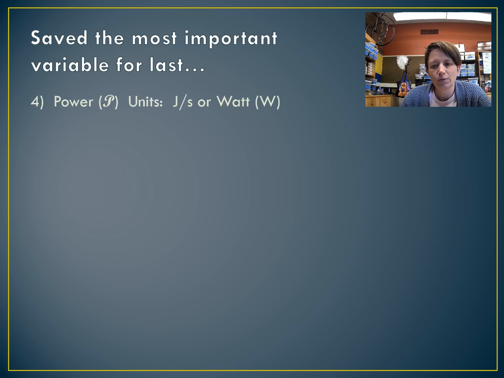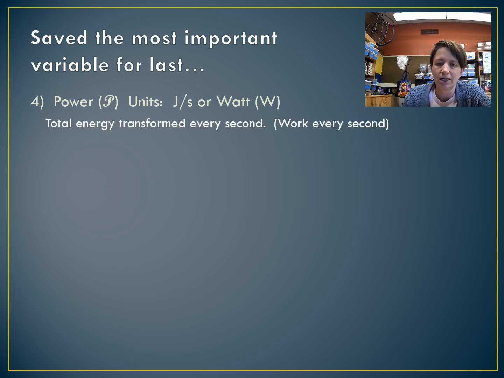So I saved the most important variable for last. The last variable is power, which is written usually with a kind of cursive P or a little bit of an italics P. And power is the most important unit because it tells how much total energy is transformed from one type into another every second, or work per time, work every second.